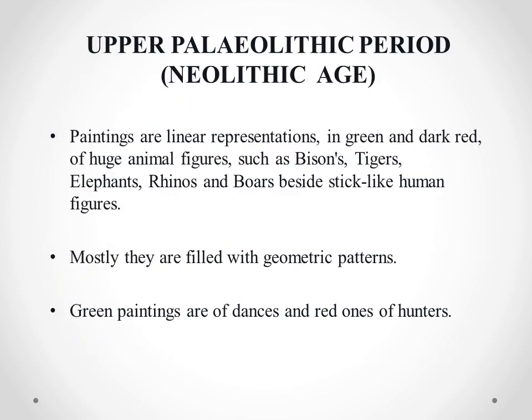Next, the Neolithic period. Paintings are linear representations in green and dark red of huge animal figures such as bison, tigers, elephants, rhinos and boars beside stick-like human figures. Mostly they are filled with geometric patterns. Green paintings are of dancers and red ones are of hunters.